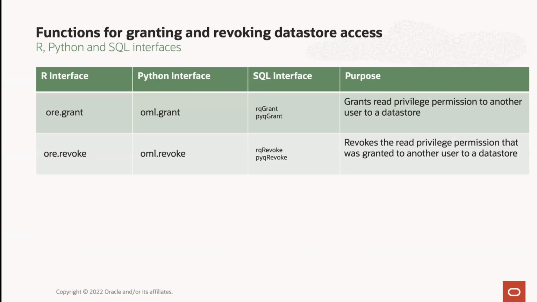And here are the list of functions for granting and revoking read access to data stores for database users. The ore.grant and oml.grant, as well as the rqgrant and pyqgrant functions, grant read privilege permissions to other users in the database. The ore.revoke, the oml.revoke, and rqrevoke and pyqrevoke functions revoke read privilege permissions that were granted to another user in the database. So these functions grant and revoke access to users in the database to your data stores.